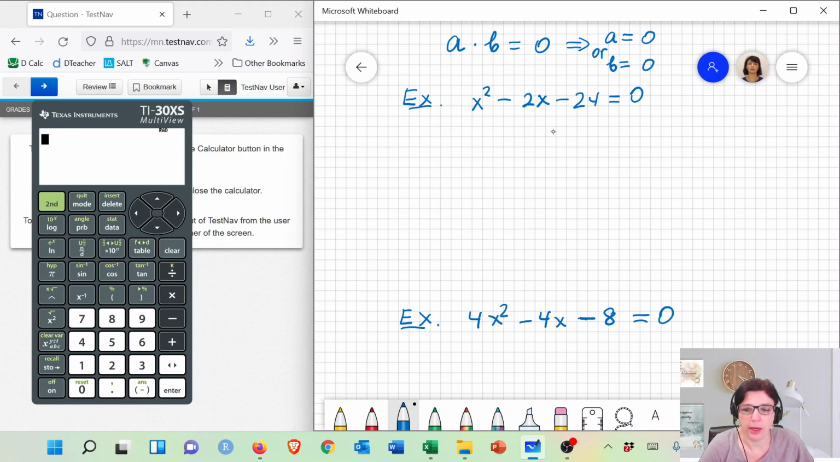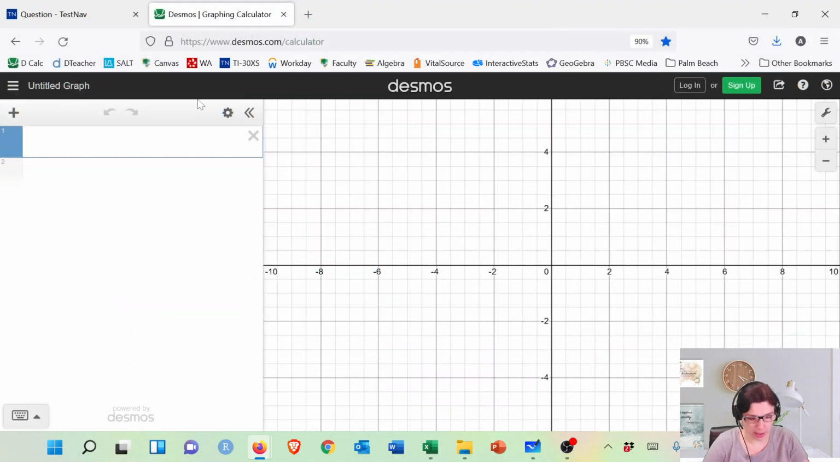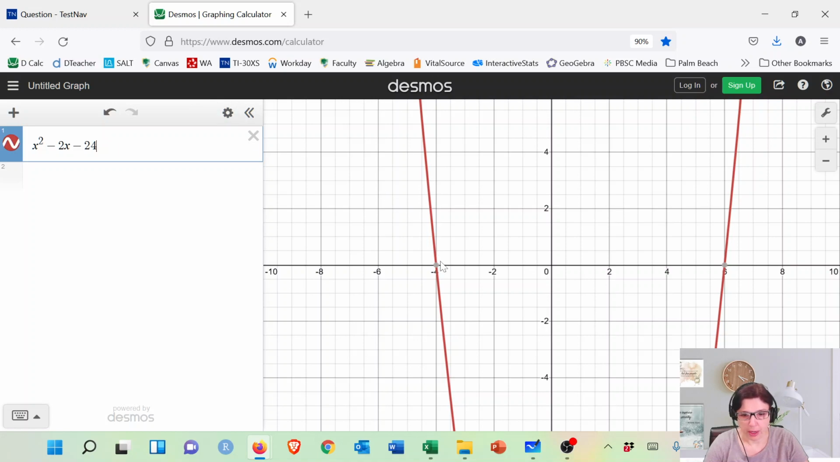So let's say my goal is to figure out when x squared minus 2x minus 24 equals 0. I can graph that if I have a graphing calculator, and I can see when this function intersects the x-axis, in other words, has x-intercepts. If I use the Desmos calculator and enter x squared minus 2x minus 24, I would see that the x-intercepts occur at (-4, 0) and also at (6, 0). So I know that the answers are x equals negative 4 and x equals 6.